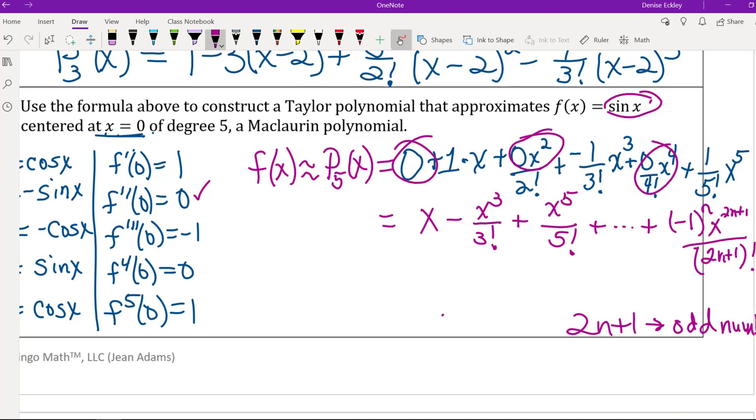Now you want to be careful. Don't get confused here. I know I just have an n here, but you're going to see when we write this in general, we're going to start our n at 0 and not at 1, so it'll work out fine.